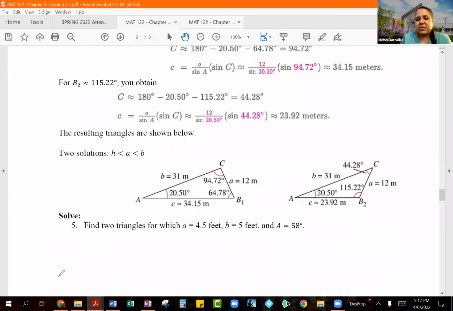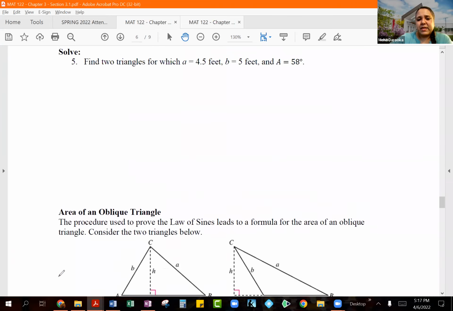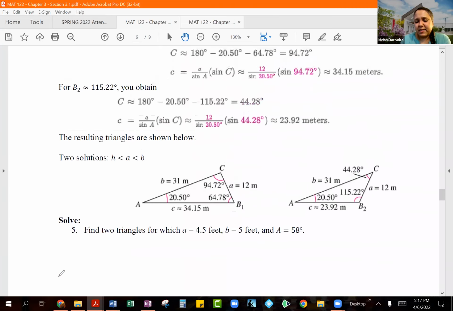And you can see what those two triangles end up looking like. So they're both satisfying our conditions, but just because of the fact that angle B can actually have an acute or an obtuse measurement, you will end up with two different triangles. So that's kind of where this idea is coming in from.